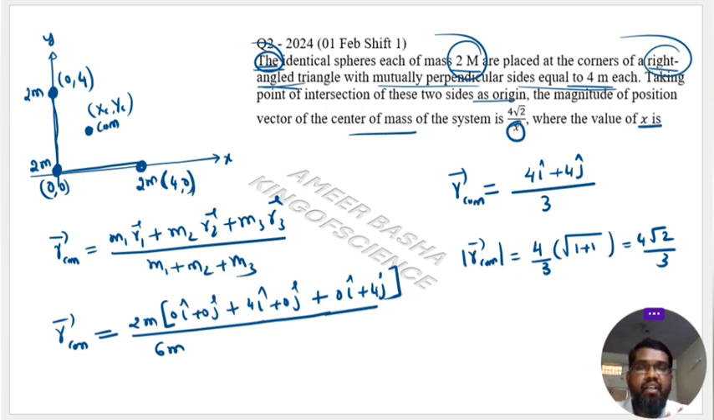So quite easily done, and it is based on the simple definition. If you know the definition of center of mass, you can solve this problem.